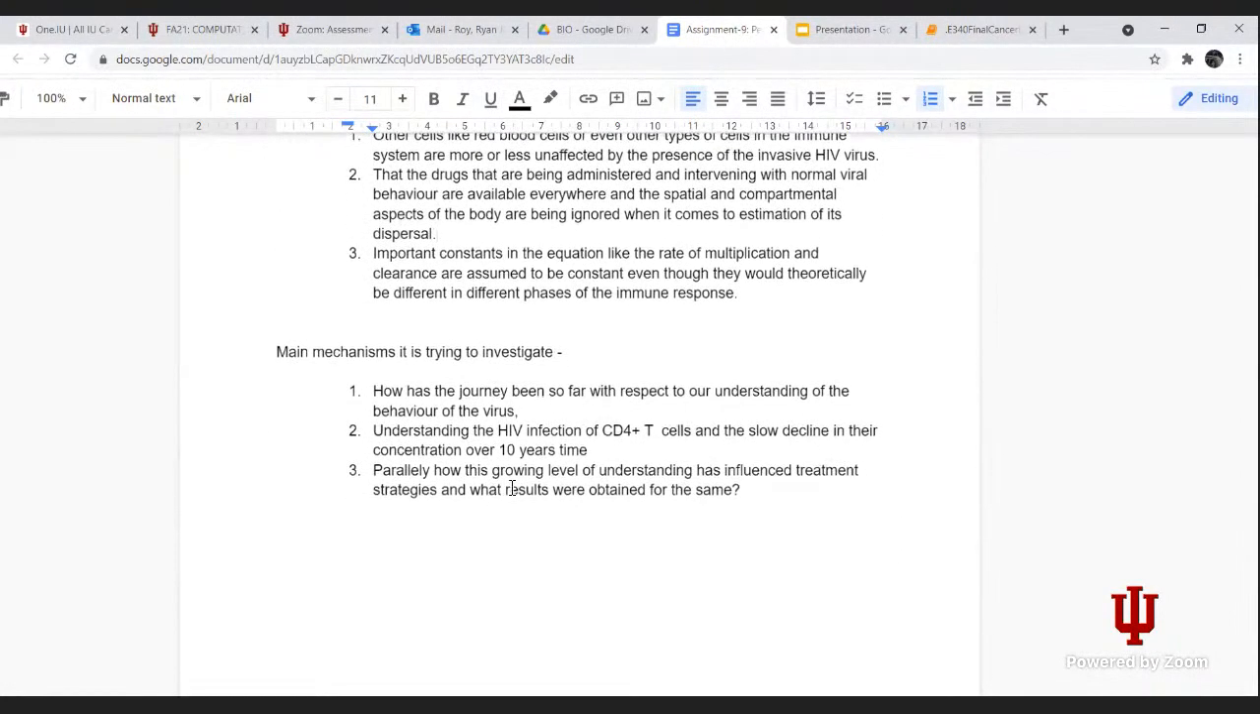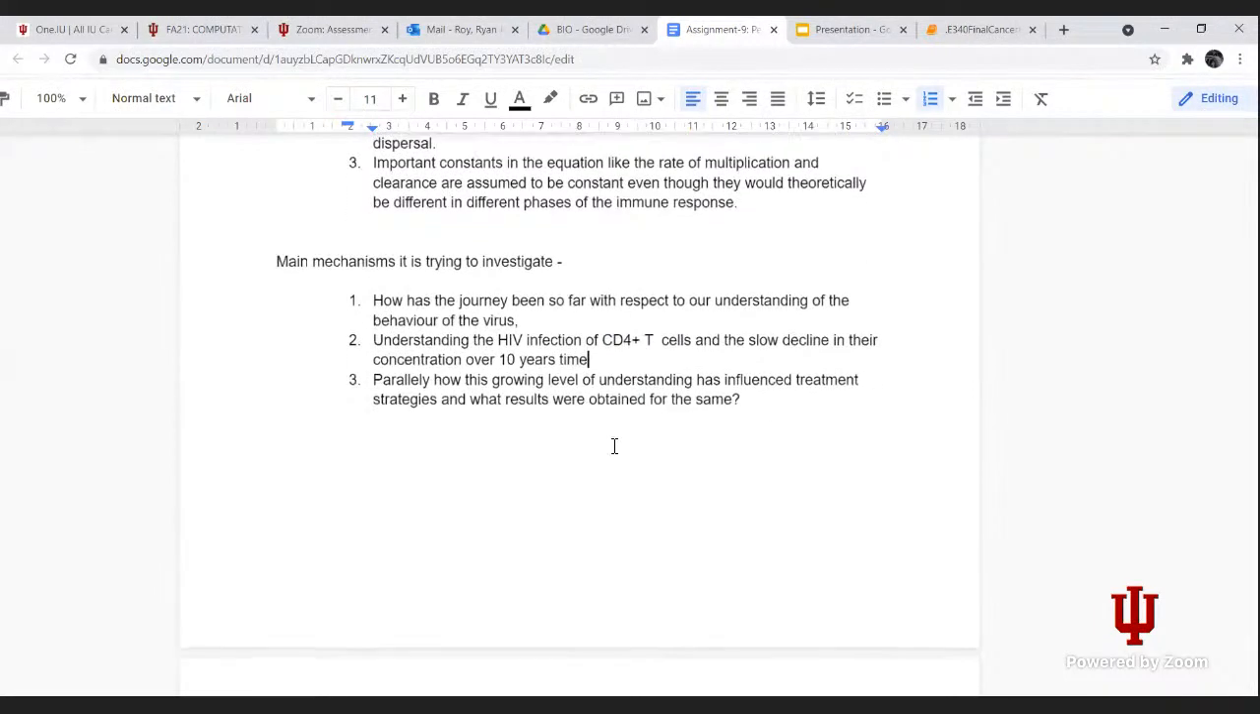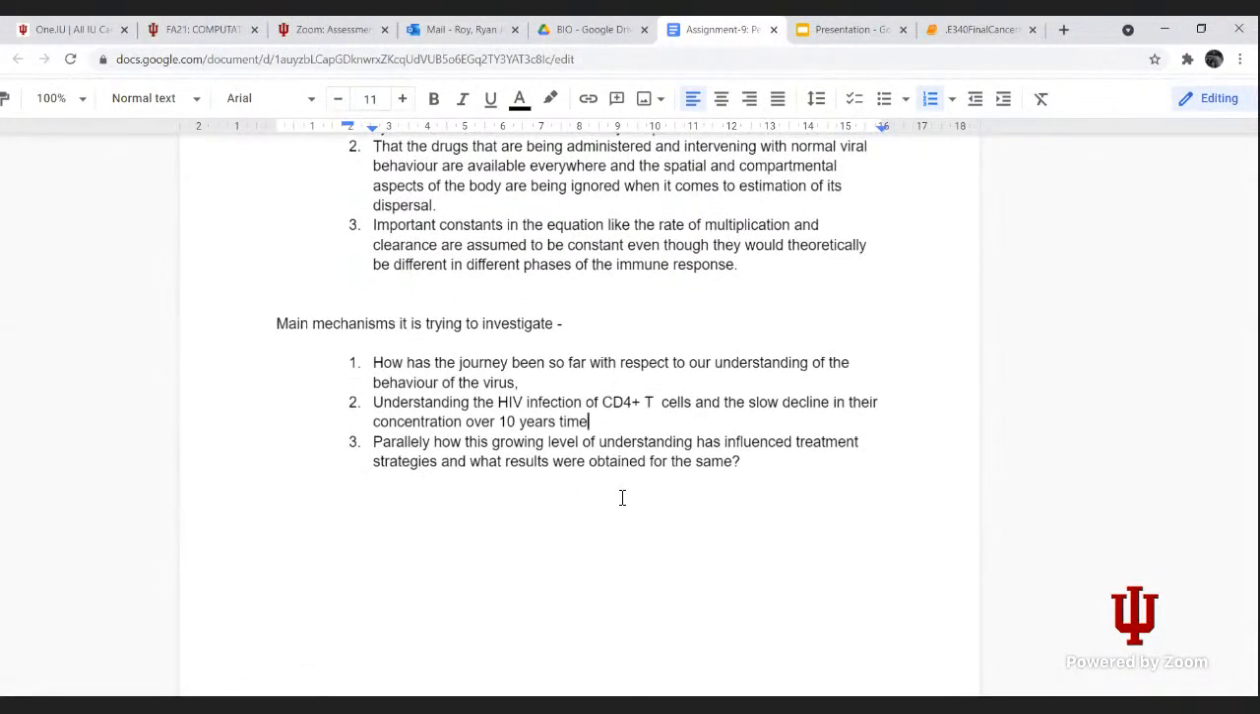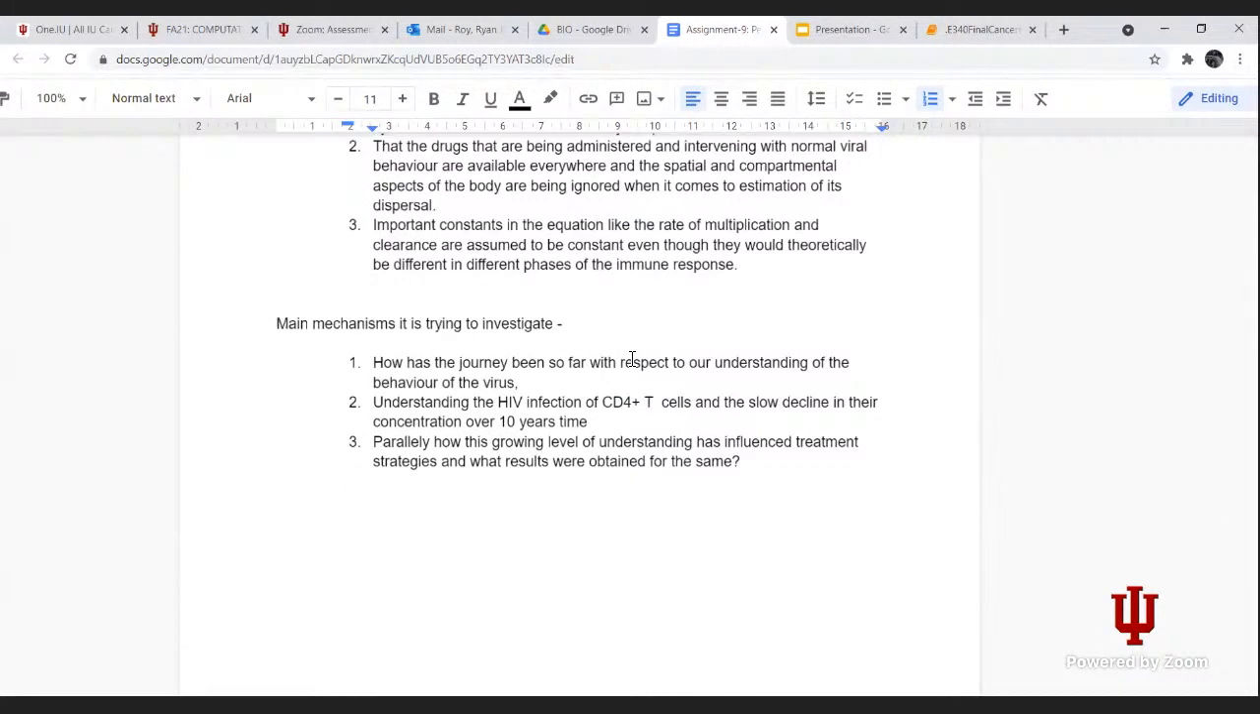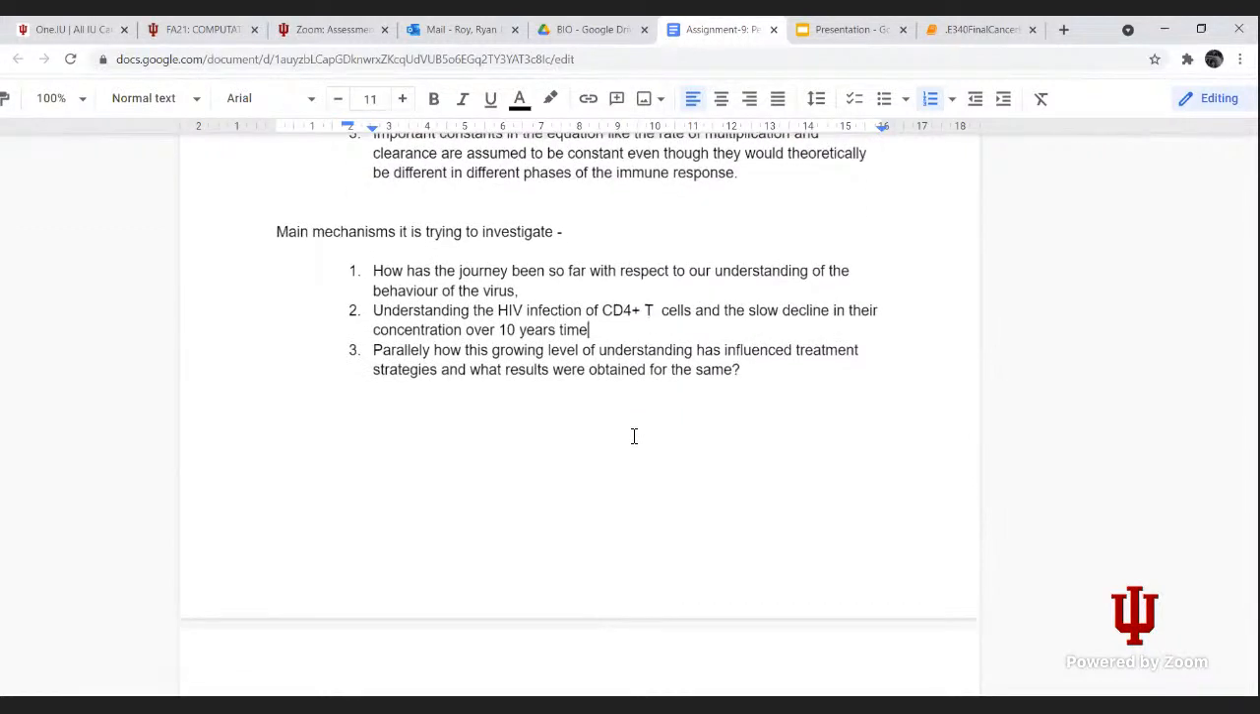what it is trying to investigate is, what we know is that the HIV virus affects the CD4 plus T cells. So one very crucial assumption in this paper is that the virus is not really infecting other cells, like red blood cells or white blood cells or even other types of T cells. And confirmed by evidence is that the CD4 plus T cells reduce drastically over a period of 10 years. I think it goes down to like some 20% or something.